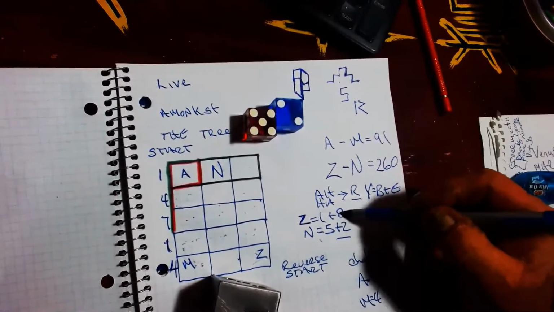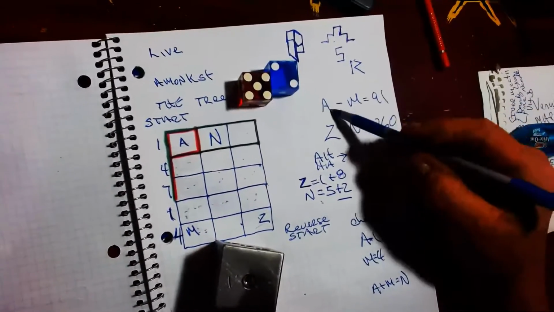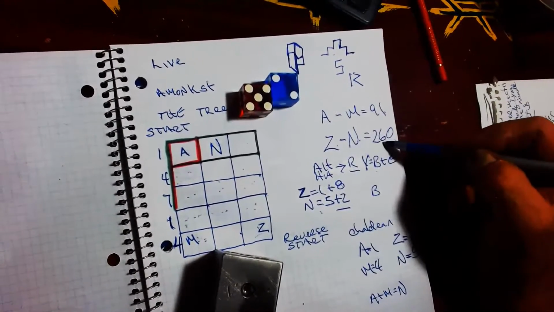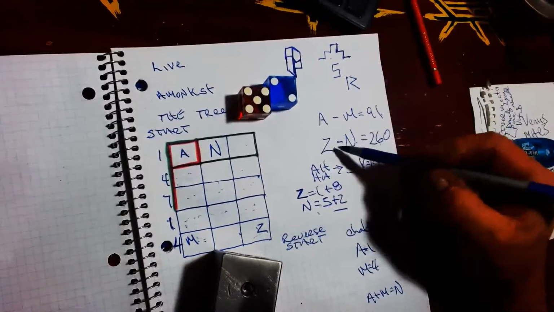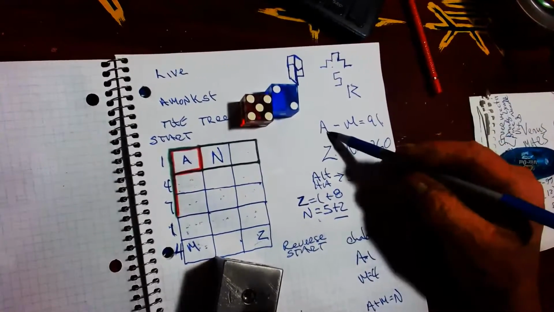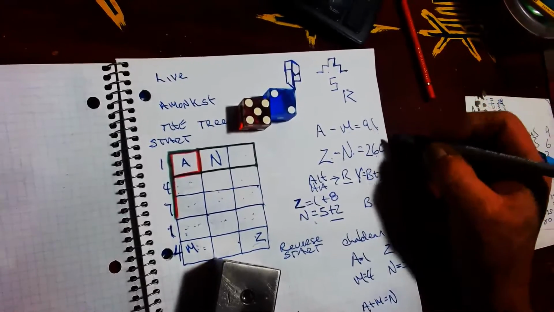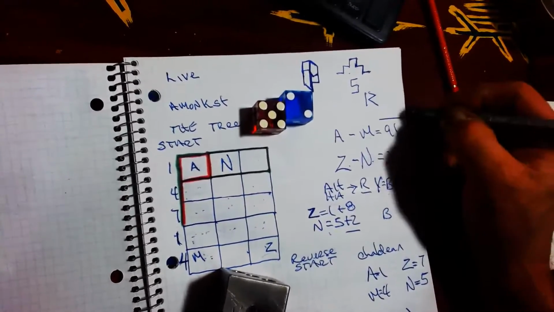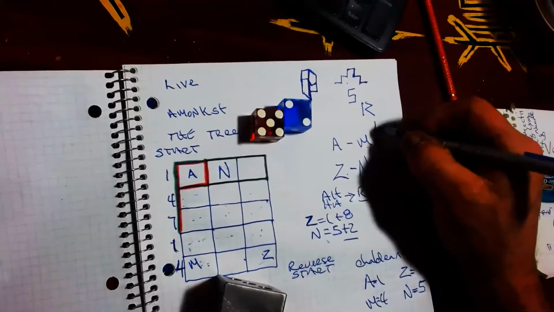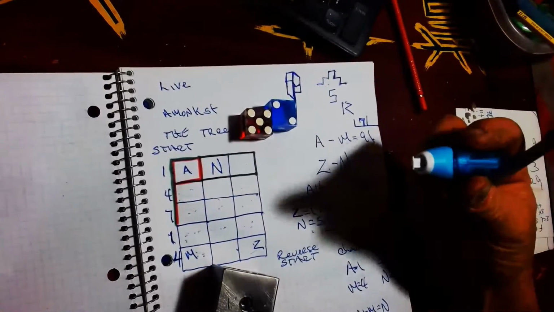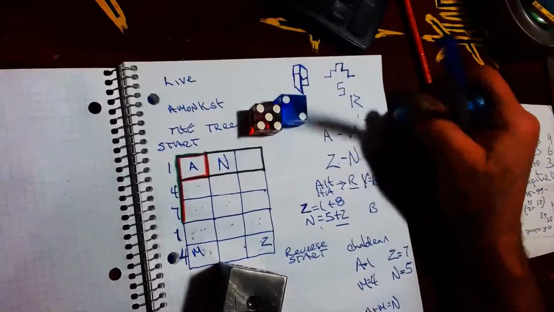Earth, angel resident. The A to M equals 91. The Z through N equals 260 when you add up the 14th through the 26th number. This is what your total is. 1 through the 13th is the total here. The total is 351 ACE. The minus total is 171. The gateway is the minus total to the spirit.